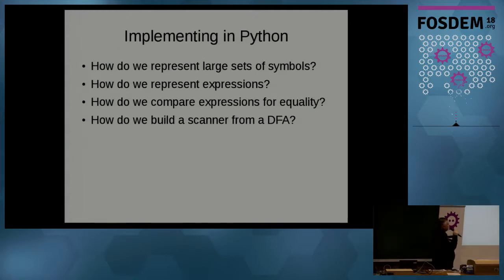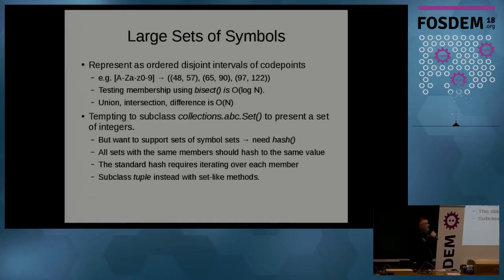So when you want to implement this stuff in Python, there's a few key decisions you've got to make. How do you represent these large sets of symbols? If you're doing Unicode, you've got lots of symbols. How do we represent regular expressions? How do we compare expressions for equality? Because remember, we need to see if we've seen the same state before. And how do we build a scanner from all this? So, large sets of symbols. This is important to get right because it's right in the guts of the code and it affects the efficiency. The easiest way is to just represent them as disjoint ordered intervals.